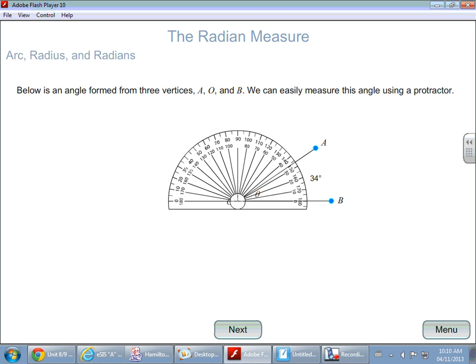What I want you to be able to do by the end of this course is look at that and say, okay, that's pi over 4 radians. Good. What we're talking about right now is just a different way of measuring angles.